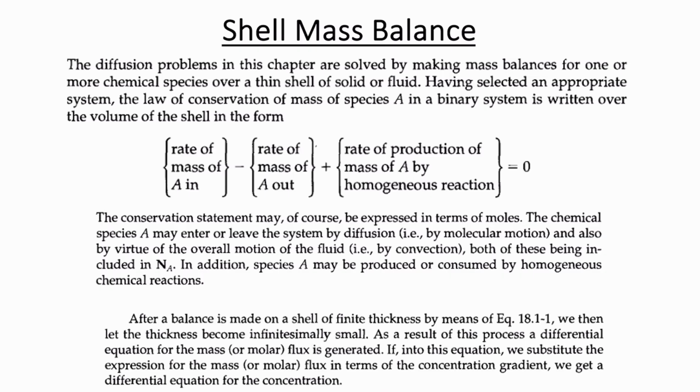After a balance is made on a shell of finite thickness by means of the above equation, we then let the thickness become infinitely small. As a result of this process, a differential equation for mass or molar flux is generated. If into this equation we substitute the expression for mass or molar flux in terms of concentration gradient, we get a differential equation for concentration. Now, since this is a differential equation, we'll have to integrate it and then we'll get one or more constants. To remove those constants, we'll be using boundary conditions.